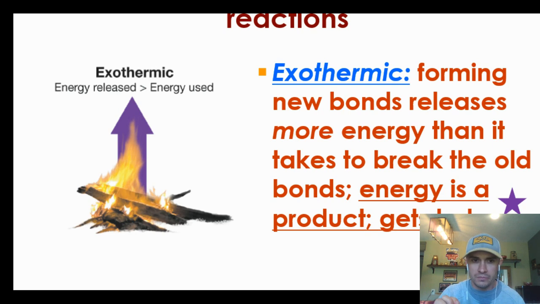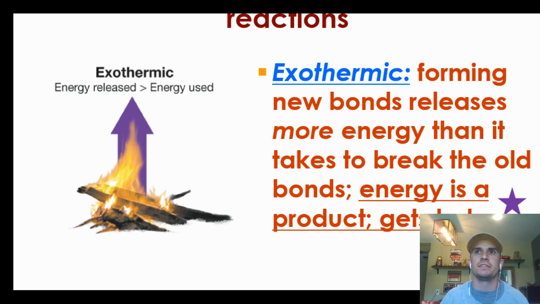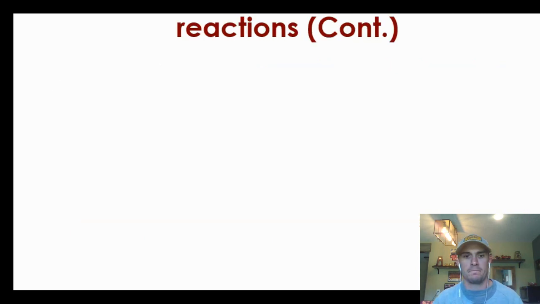Important thing there: energy is considered a product. So that means that it is given off in the reaction. That's a key indicator with an exothermic reaction, that energy is produced. These are reactions that give off heat or light, like a fire.